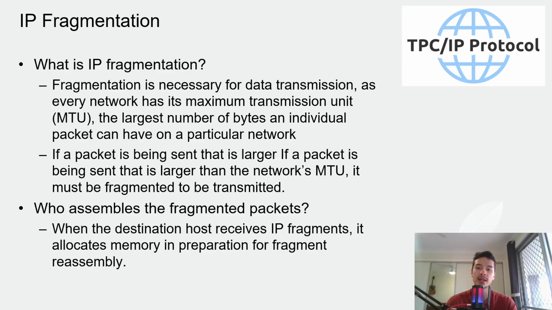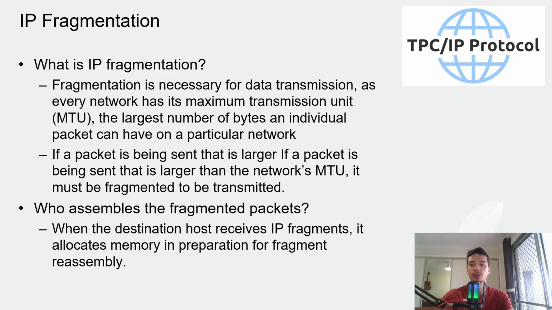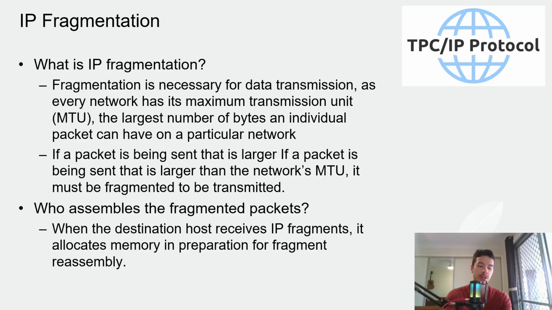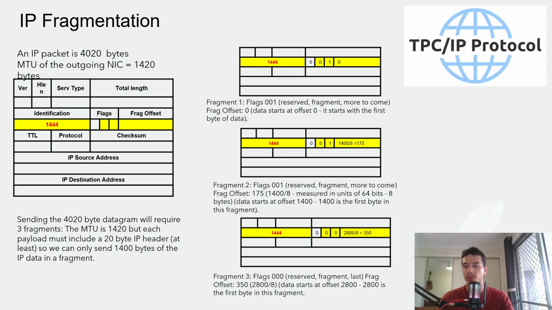If the packet being sent is larger than the network's MTU, it must be fragmented to be transmitted. If it's smaller than the MTU, you can transmit the whole thing in one go. If it needs to be broken up, you have to do that using IP fragmentation. So who assembles the fragmented packets? When the destination host receives the IP fragments, it allocates memory in preparation for fragment reassembly, and reassembles them accordingly.